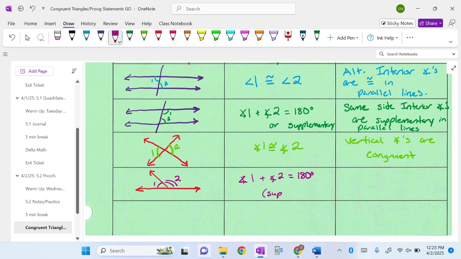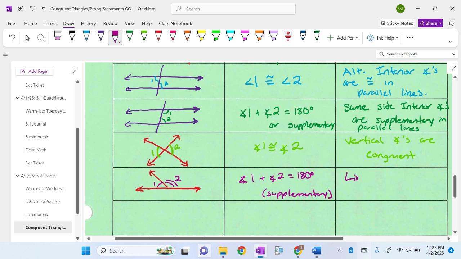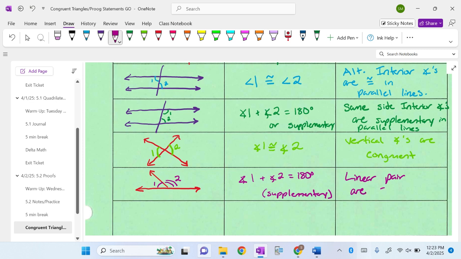Not quite. So remember, again, this is review from Math 2. This is called a linear pair. Meaning, if it looks like what we're used to seeing when we see supplementary angles, it's called a linear pair technically. Linear pairs are supplementary.